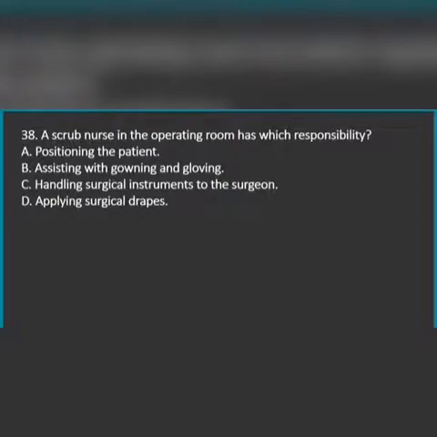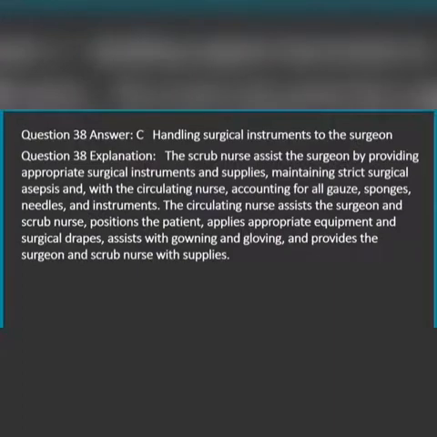Question 38. A scrub nurse in the operating room has which responsibility? A. Positioning the patient. B. Assisting with gowning and gloving. C. Handling surgical instruments to the surgeon. D. Applying surgical drapes. Question 38. Answer: C. Handling surgical instruments to the surgeon.